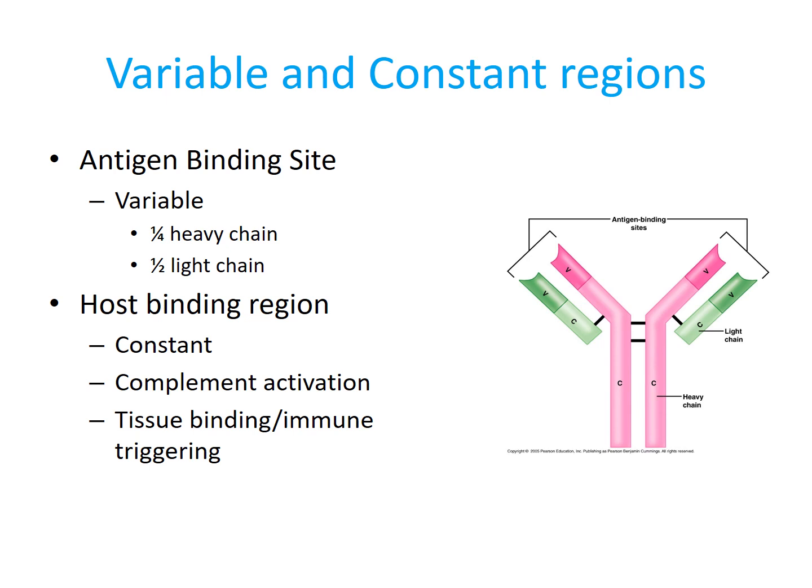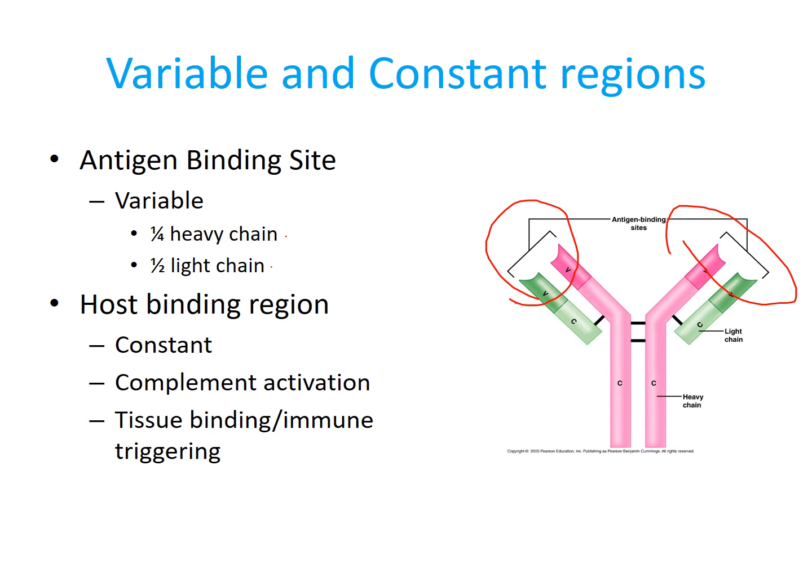The variable and constant regions. So here we have the antigen binding site here and here. And you can see that it consists of 1/4 of the heavy chain, but 1/2 of the light chain, okay? Make that note. So this is the part that undergoes somatic hypermutation, that is produced during somatic hypermutation during the immune response, this variable part, okay? This is the part that's going to attach to whatever's foreign, and it's very specific, okay?